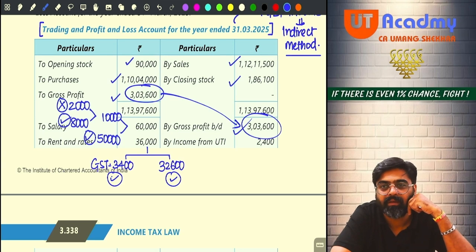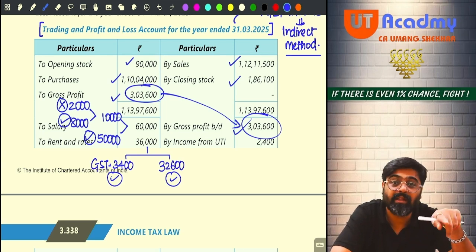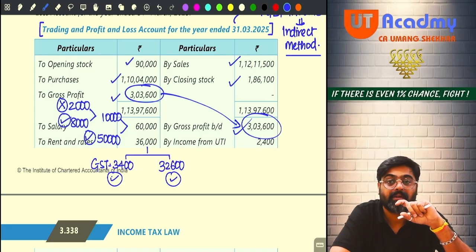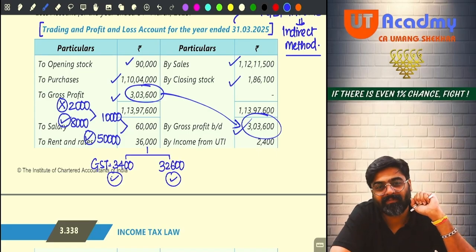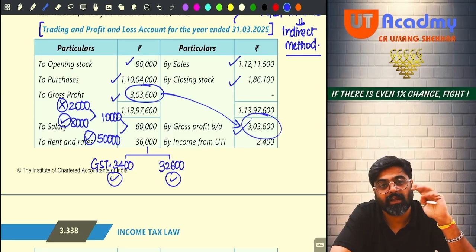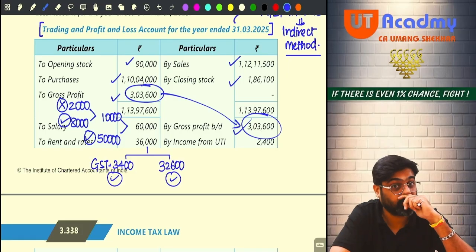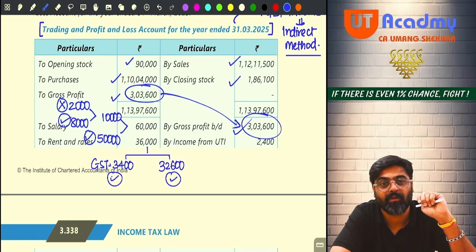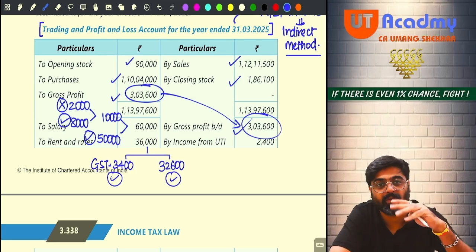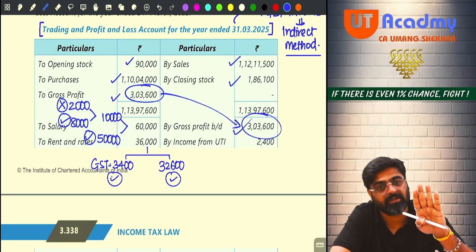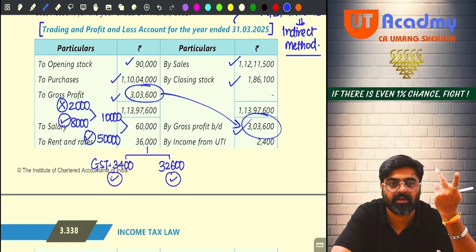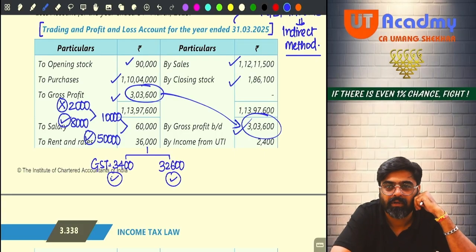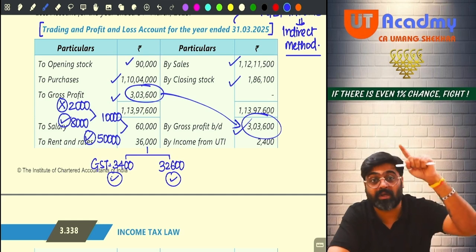Getting my point? Now they will tell you, in the purchases, transportation charges were also included, amounting to 34,000 paid in cash. Transportation charges up to 35,000 can be paid by any mode. So 34,000 paid in cash, allowed? Yes, allowed. So in the purchase, whatever transportation charges, 34,000, that is also allowed. Balance charges also allowed.